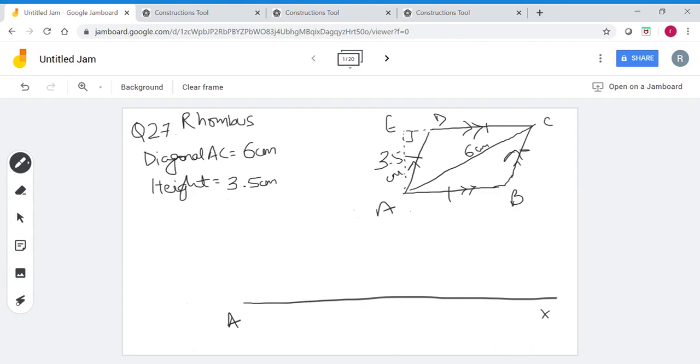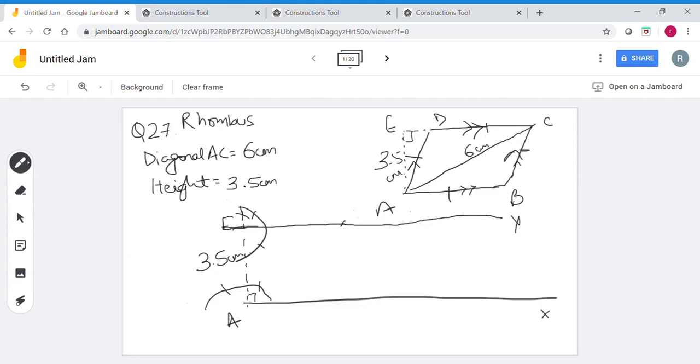Now let's find point E, which is basically my height. So I make a 90-degree angle here at A and I cut it at E to give me 3.5 centimeter. Again, I need to construct a line EC parallel to AX. So I construct a 90-degree angle here and let's name this EY. I construct EY. Somewhere on this line will lie D and C.